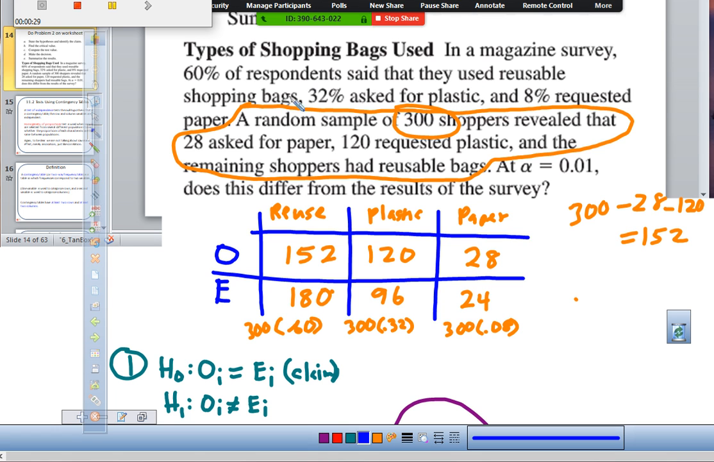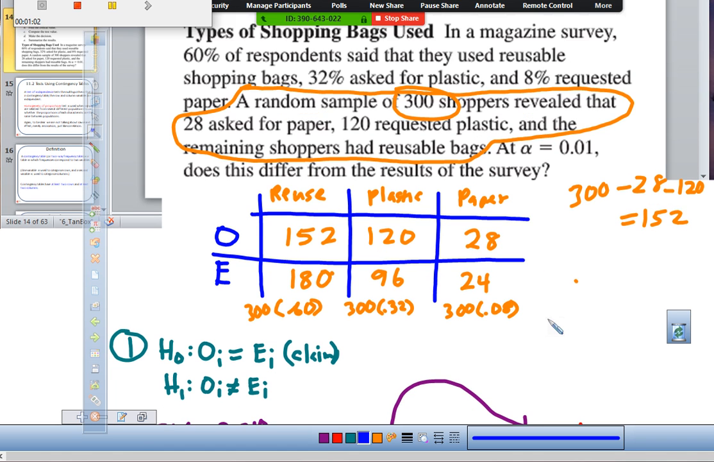Okay, so again, I'll say it again. Your observed are just going to be written out for you and given to you. You write those in. The expecteds, you're either going to be given a percentage, and you take that percentage and you multiply it by your n to find your expecteds, right, np, or you'll be told all equally likely, in which case you just take your n and divide it equally amongst all the categories.